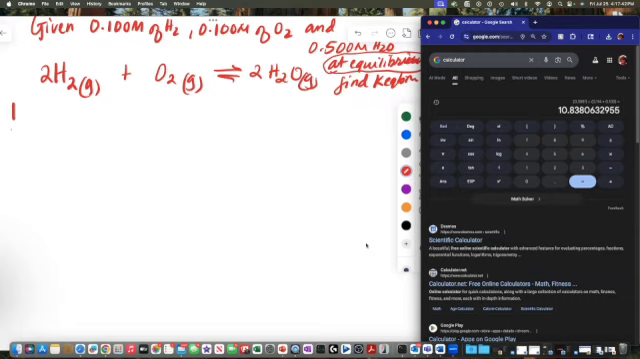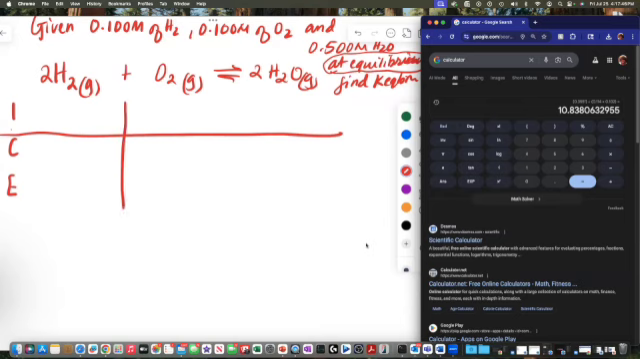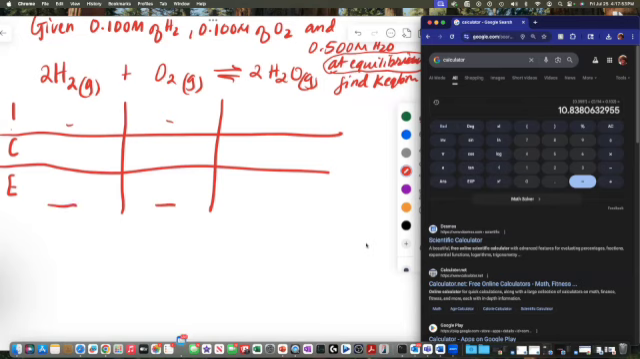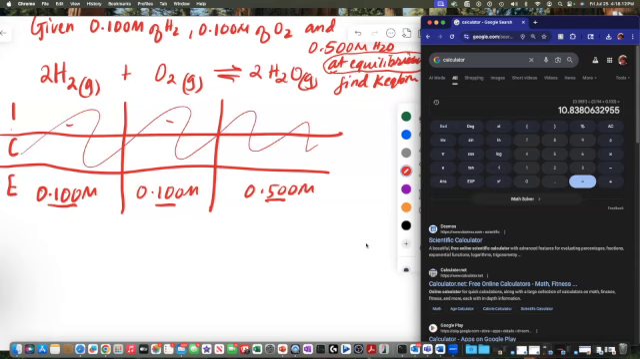So in my ICE table that I have here, I can skip over my initial. I don't have to write anything here because they already gave us the amounts that we normally use the ICE table to find, the equilibrium amounts. So I can write here, the amount here is 0.100 molar, the amount here is 0.100 molar, the amount here is 0.500 molar. So the next step I have to do is just go with my expression. I don't have to fill in the rest of this. Does that make sense?